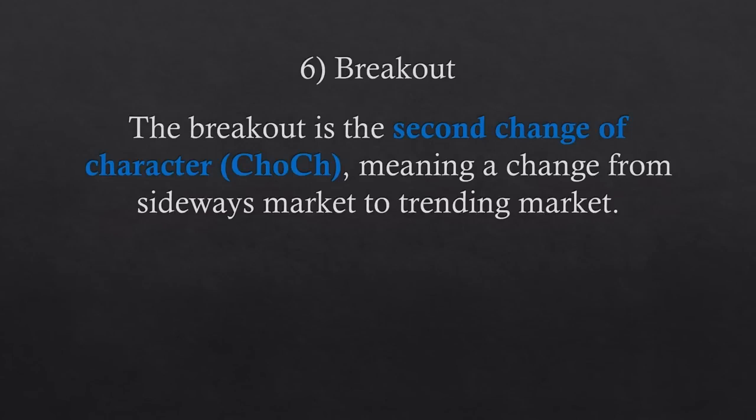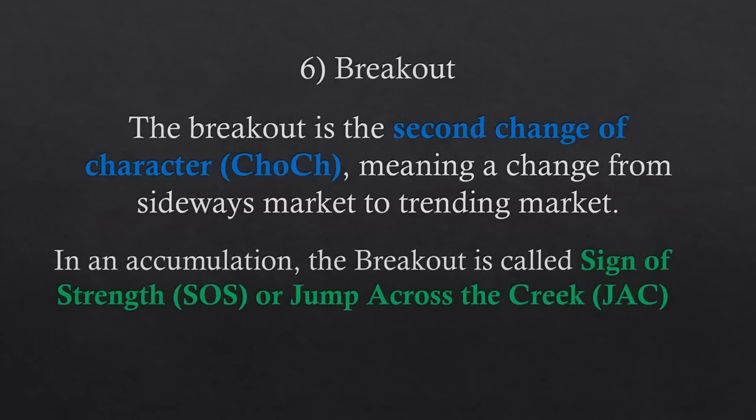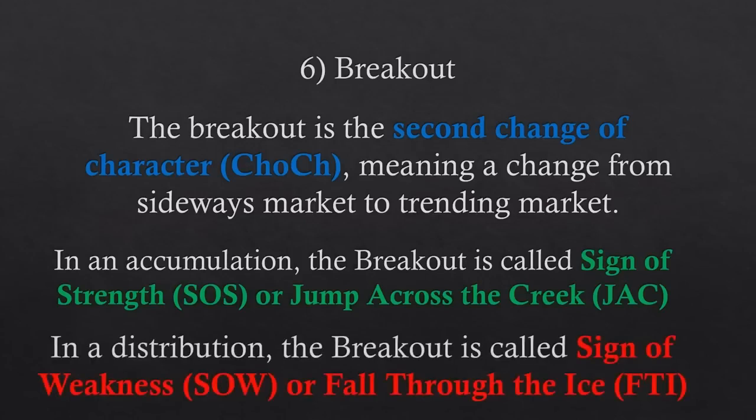A true breakout of an accumulation is denominated as sign of strength or jump across the creek. A true breakout of a distribution is denominated as sign of weakness or fall through the ice. Notice that strength and weakness in this context are not related to the power of the movement, but to its direction. Strength is analogous to the upside and weakness is analogous to the downside. This is a reflection of price starting to move in the path of least resistance after the large, well-informed traders have absorbed all the supply or demand depending on what direction we are talking about.